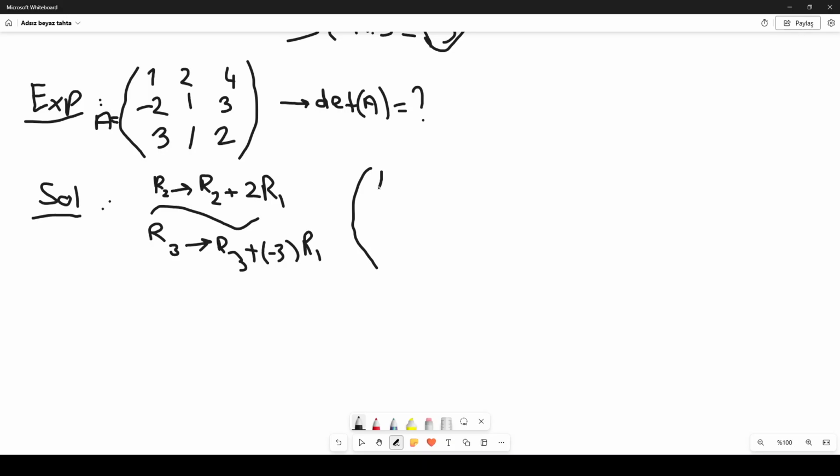So the first row is the same, 1, 2, 4, but the second and third row would be changed. So 0, 5, 11, 0, -5, and -10.